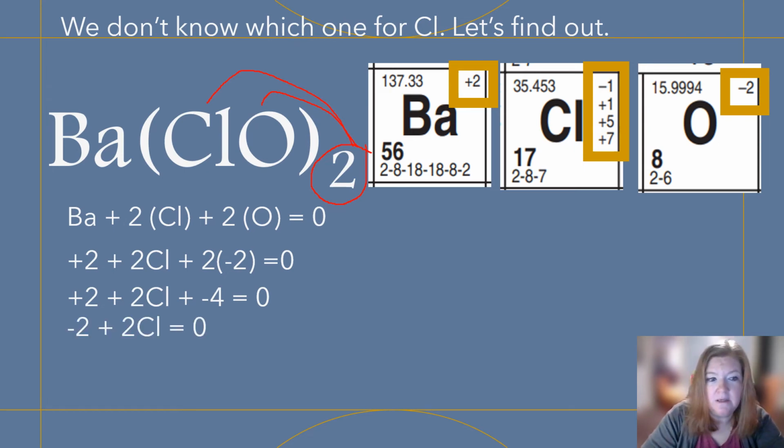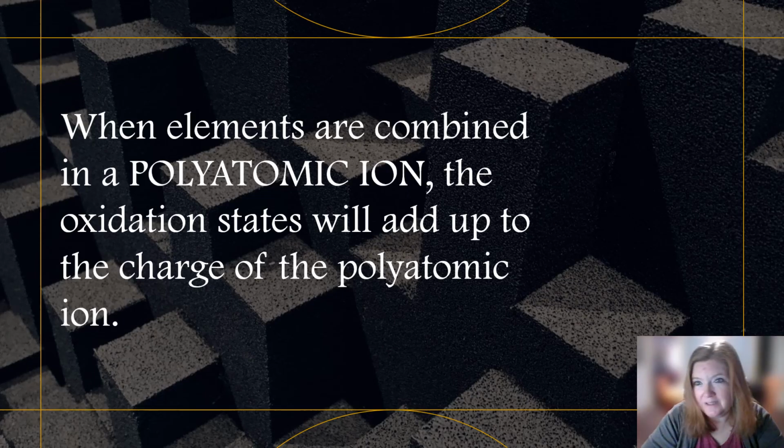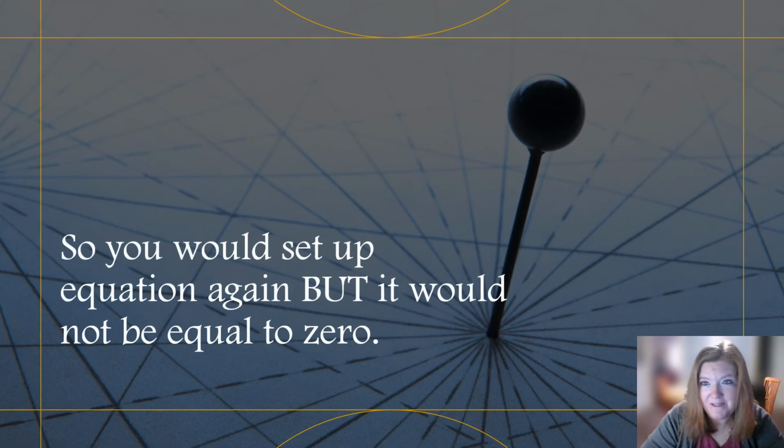Combine like terms. I'm going to add 2 to both sides. Now what? Divide by 2, and I'm going to get Cl equals plus 1, right? I'm writing the plus 1. I'm not just writing 1, okay? Now, a little note here: when elements are combined in a polyatomic ion, the oxidation states add up to the charge of the polyatomic ion. So you would set it up exactly the same, but it just wouldn't equal 0.